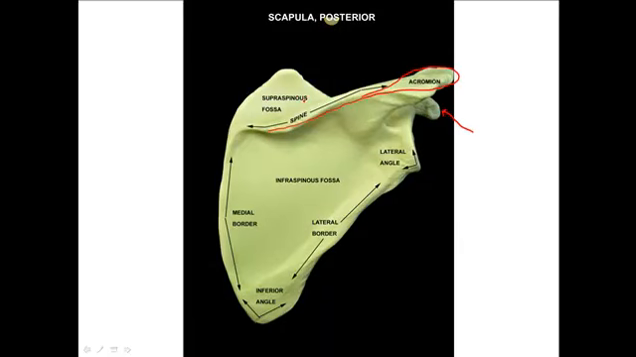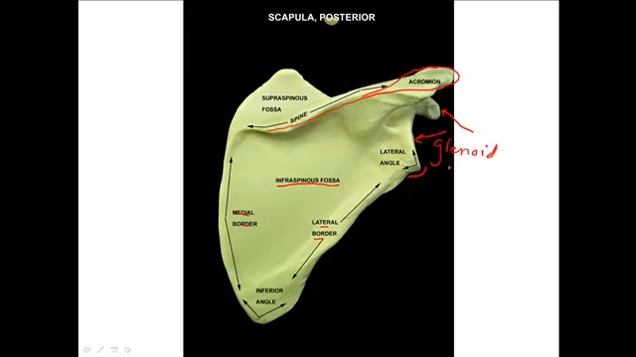Superior to the spine, we call it the supraspinous fossa. Supra means above. They could have called it superior or whatever, but they chose to call it supra. Supraspinous fossa. So there's a fossa in here. It's a depression. And underneath the spine is the infraspinous fossa. Okay, here's your medial border. Here's your lateral border. This is the lateral angle, and again, this is the glenoid cavity.